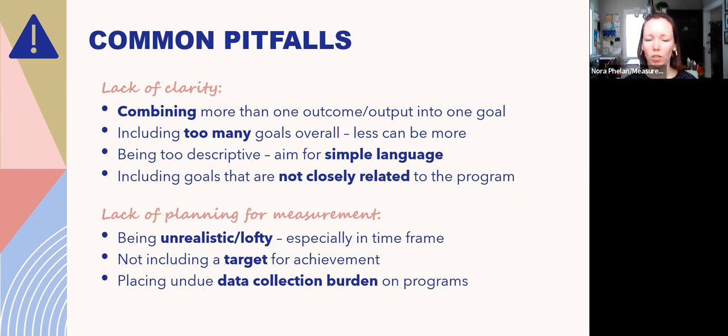And then placing undue data collection burden on programs. Sometimes, again, not anyone's intention, but if the step of measurement isn't thought through at the beginning, you may end up committing to something that, when it gets translated to the ground, turns out to be an enormous burden and not outweighed by the importance of the goal. Perhaps there is something that's going to take more effort, but it really is going to be so key to the program. But you have to weigh those two things.